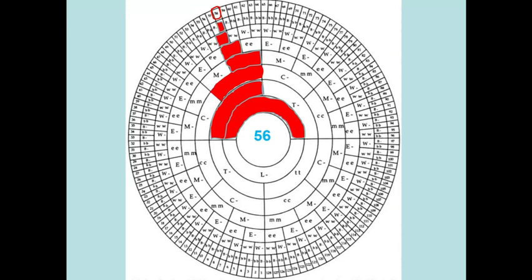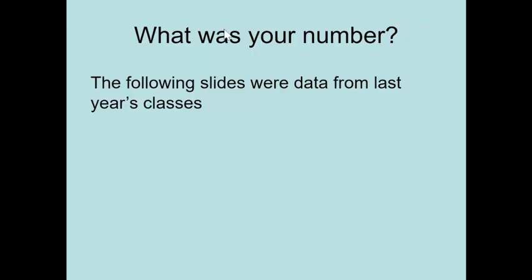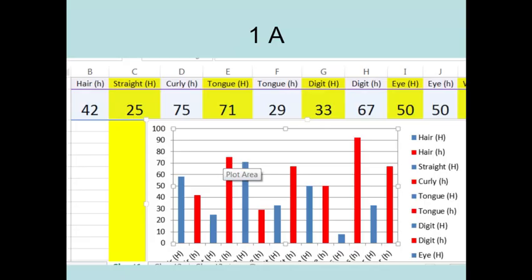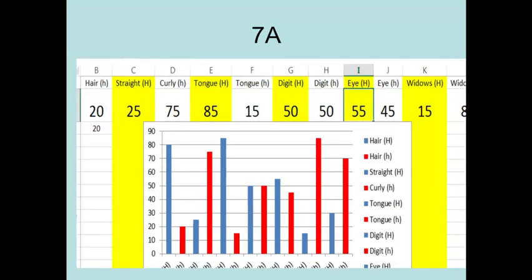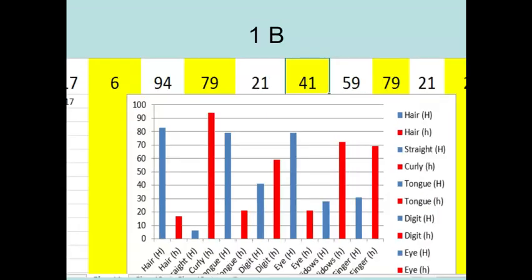Now, let's see how you compare to your classmates from last year, unfortunately. Take your number and we'll look at this. This was period 1A's. You can look at their data, see how you compared. Or you can go to each of my other classes from last year and see how you compared.